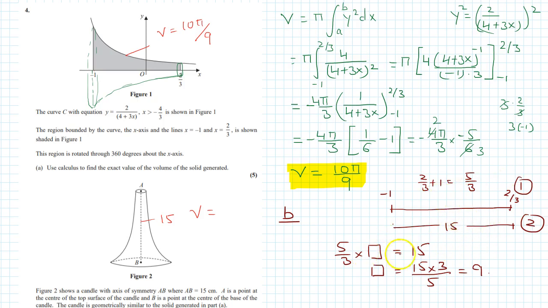It's a factor of 9, and we are talking about volume. So the volume of the candle will be nine cubed times the volume of this figure, 10 pi over 9. So that is 9 squared is 81 multiplied by 10, 810 pi is the volume of the candle. In fact, it's a very good question. It is the volume of the candle.